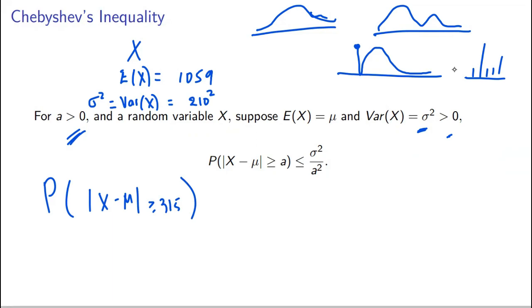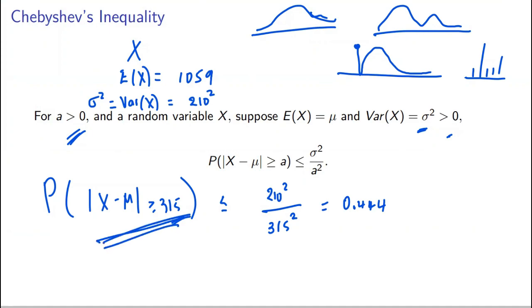Now, Chebyshev's inequality lets you do that. This probability has an upper bound of sigma squared, which is 210 squared, divided by a squared, where a, in our example, is 315 squared. A is 315. So the upper bound is 0.444. Chebyshev's inequality is telling you for any distribution, this probability cannot exceed 0.444.